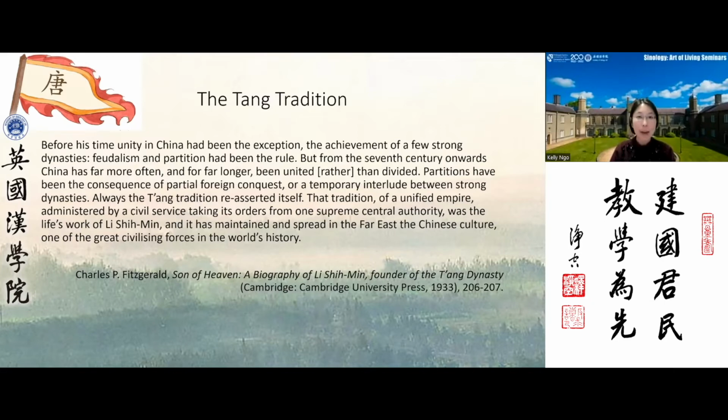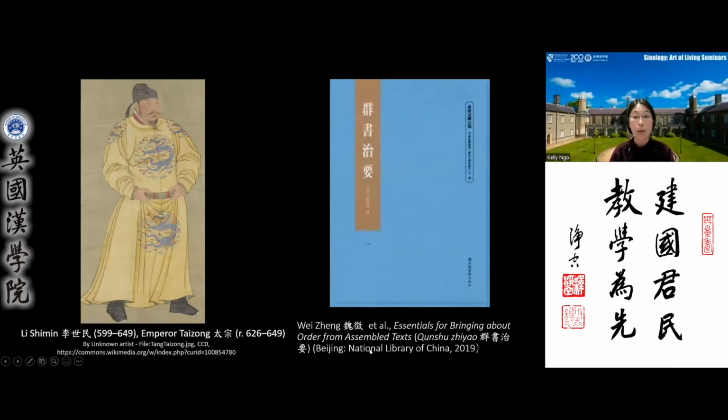So notice that the establishment of the Tang tradition, this enduring tradition of a unified empire administered by a civil service under a central authority, is actually attributed to Emperor Taizong, out of all of the emperors of Tang China. And I think that when we look at the Essentials for Bringing About Order, a text that was put together for Emperor Taizong near the start of his reign, this text presents a unique window into the classical scholarship and the political discourse underpinning one of the most successful rulerships in China's history.